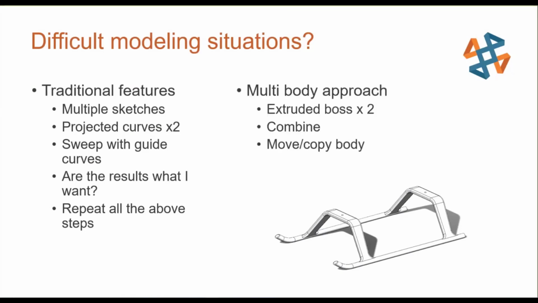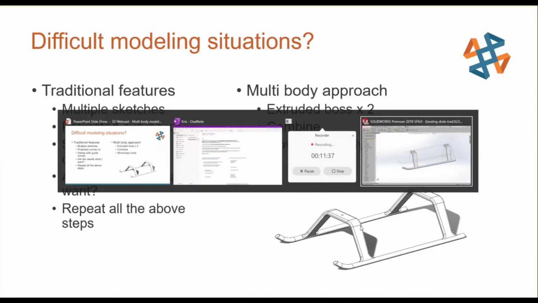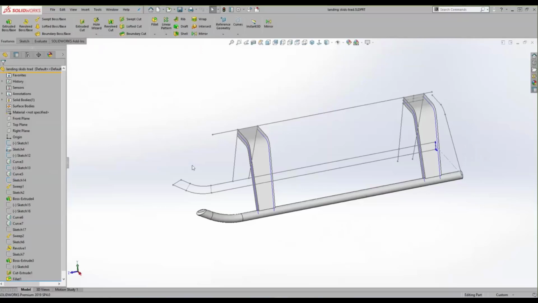Whereas, a multi-body approach really comes down to two simple extruded bosses leveraging that combine command, and then a move copy body, and it's done. So I'm just using it as an example of, evaluate the geometry one needs to create, and if these work, fantastic. Maybe it's just a different way of going about doing things. So let's look at this model. Here's the part that I created inside of SOLIDWORKS.